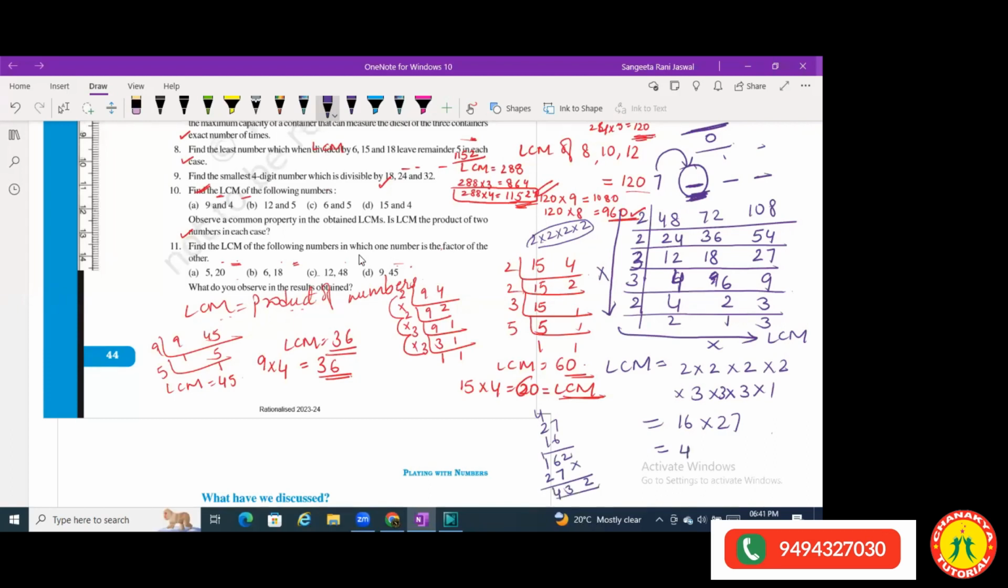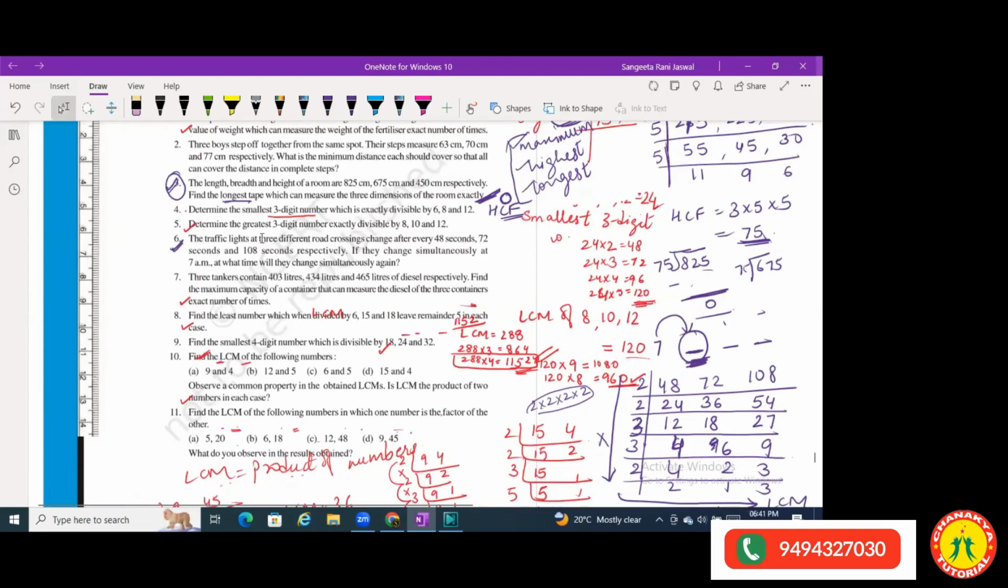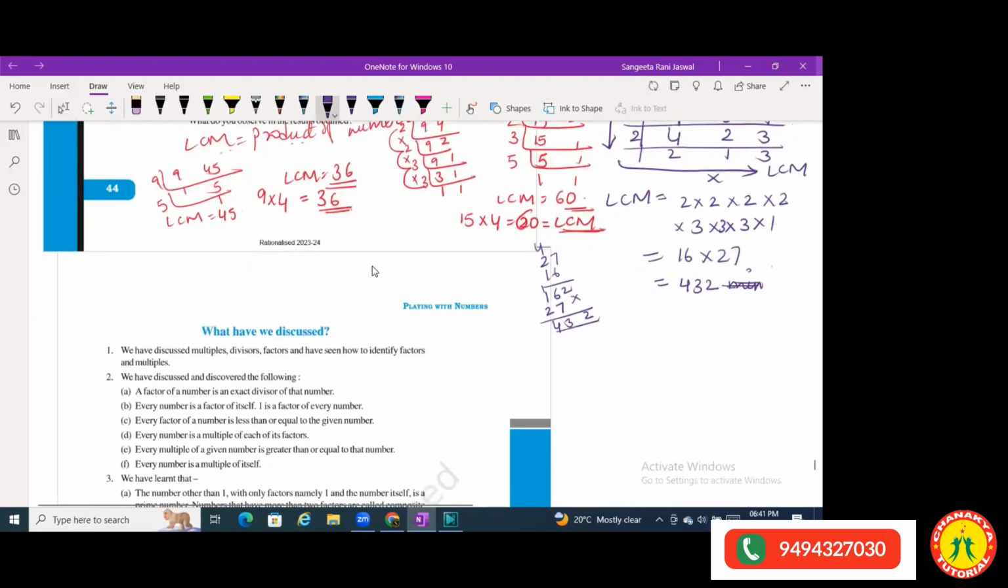So that means after 432 seconds or minutes, what was the unit given there? Seconds, ma'am. These are all in seconds. Okay, so after 432 seconds, the lights will change again. Now 432 seconds means how many minutes? We divide it by 60 to convert it to minutes. 6 7s are 42, then you have 12. So that is 7 minutes and 12 seconds, right?